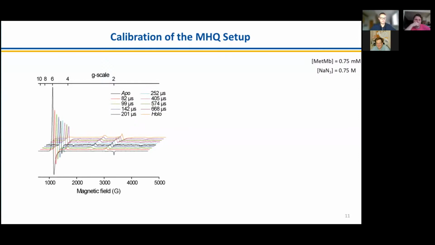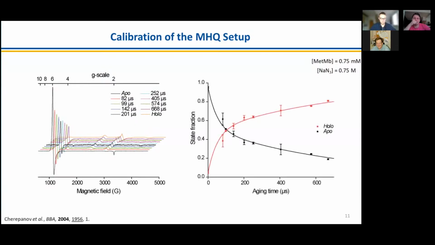And what we can clearly see from the EPR spectra is that the longer we let the samples react, the lower the amount of the high spin state, so the smaller this signal over here is, and the larger the low spin state signals over here become. So from the peaks in the spectra, we got the percentages of the apo state, so of high spin, and holo state, low spin, which we can see over here in this plot.